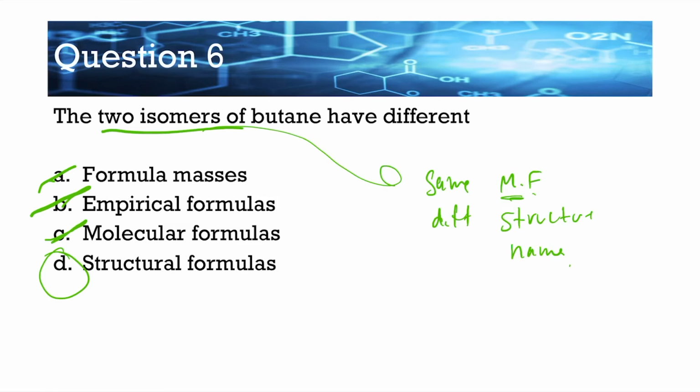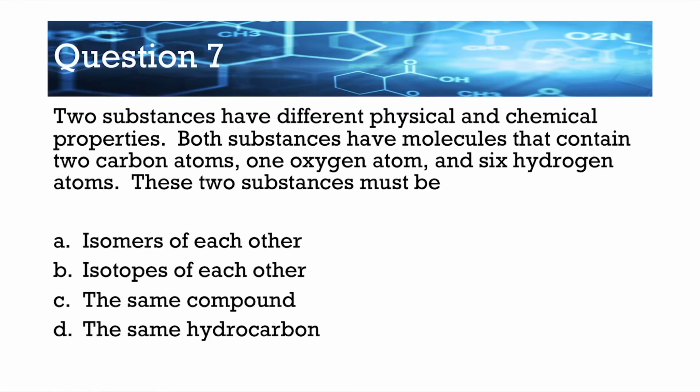Okay. Number 7 says two substances have different physical properties and chemical properties. Both substances have molecules that contain 2 carbons, 1 oxygen, 6 hydrogens. So they have the same formula, but different properties. That means they are isomers.